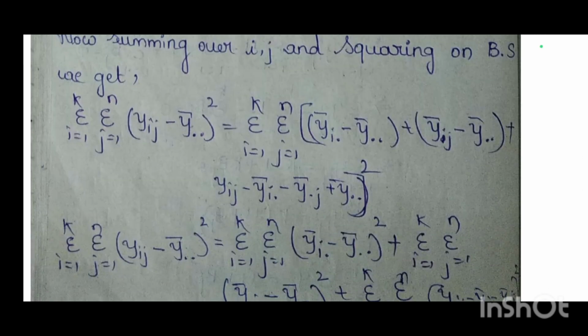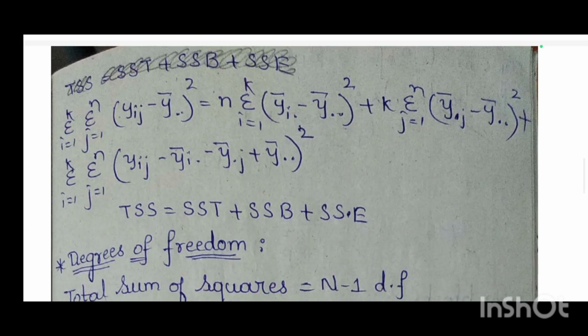These are the formulas, and in our model n is applied for alpha treatment, k is applied for beta j treatment, then the error square values. So the total sum of squares TSS is equal to SST plus SSB plus SSE.